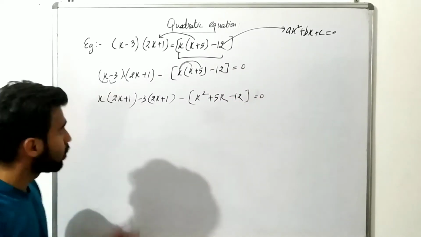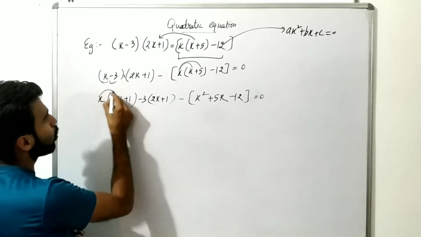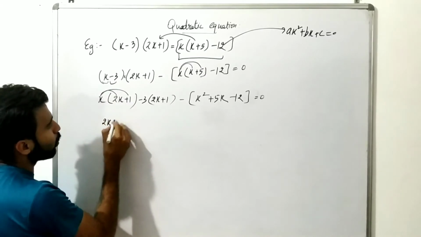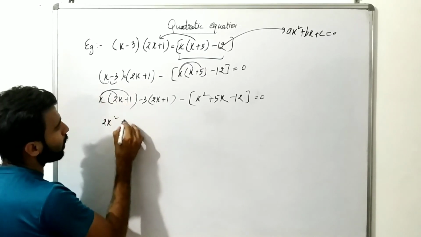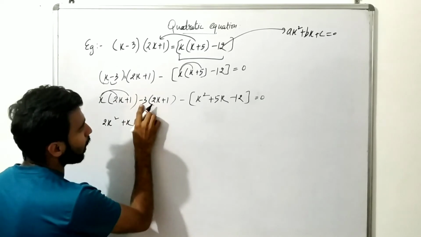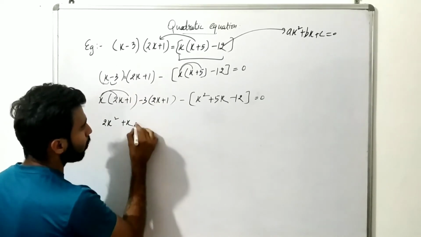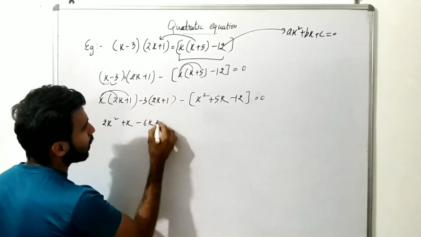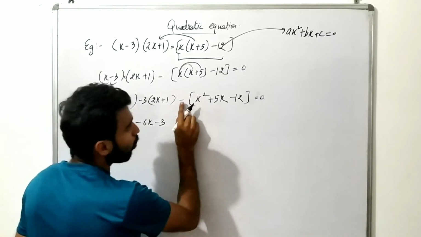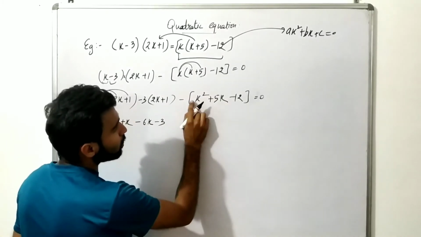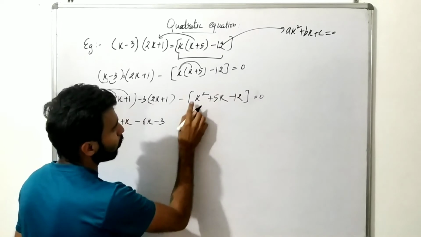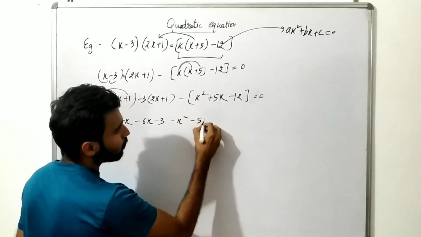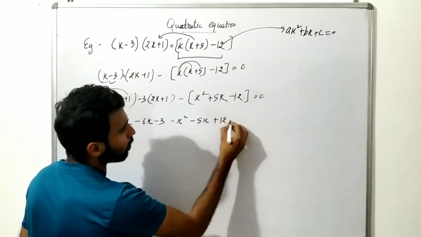Now I simply multiply x with both the terms here. What I will get is x into 2x will be 2x square, and x into 1 will be x. Now I have to multiply minus 3 with 2x, which gives minus 6x. And minus 3 into plus 1 will be minus 3. Now when I open this bracket, all the signs of the terms will change. So plus x square will become minus x square, plus 5x will become minus 5x, and minus 12 will become plus 12, equal to 0.